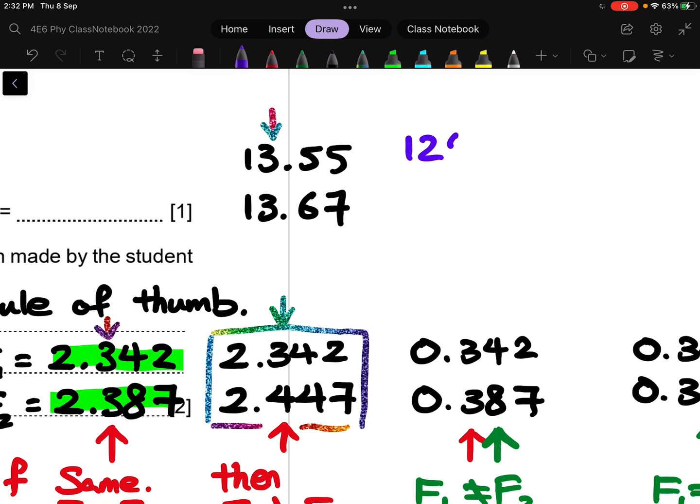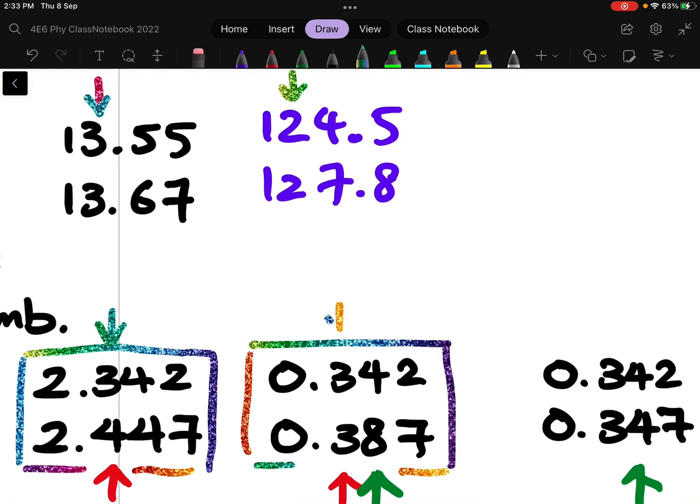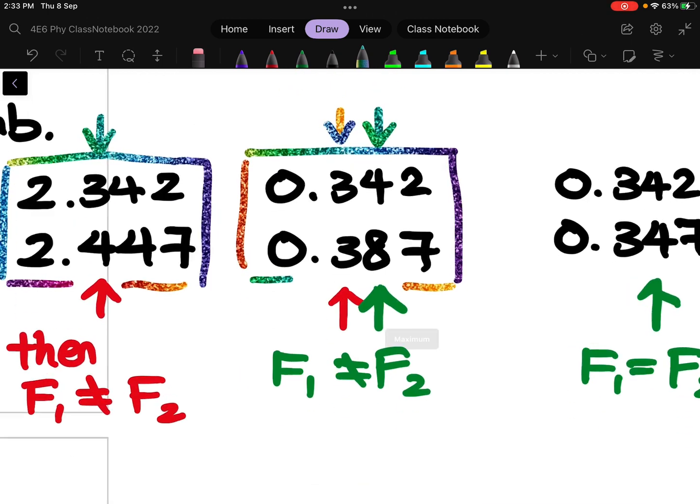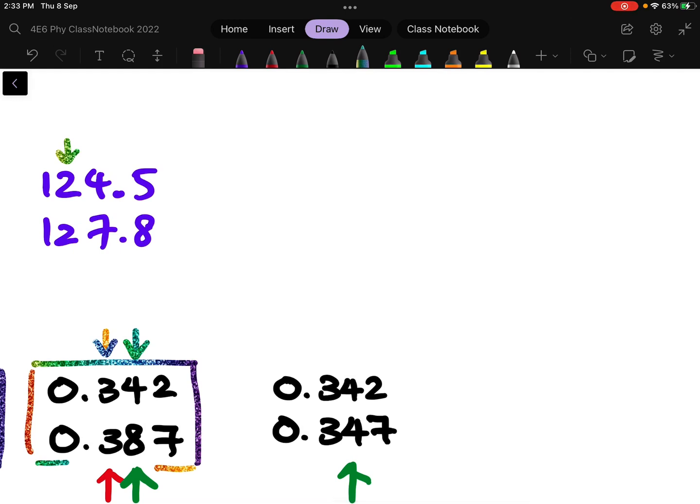For example, if I have 124.5 and I got 127.8, this is my first figure, and I will look at my second figure to see whether it agrees or not. If the second figure agrees, that means agree. How about this one? 0.342 versus 0.38. This is my first figure, the zero doesn't count. First figure agrees, and then I look at my second figure. Oh, second figure doesn't agree. Second figure doesn't agree means these two are not the same.